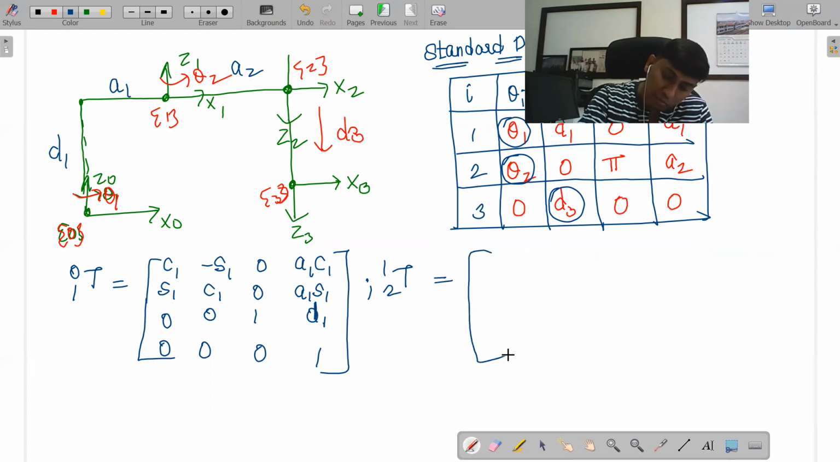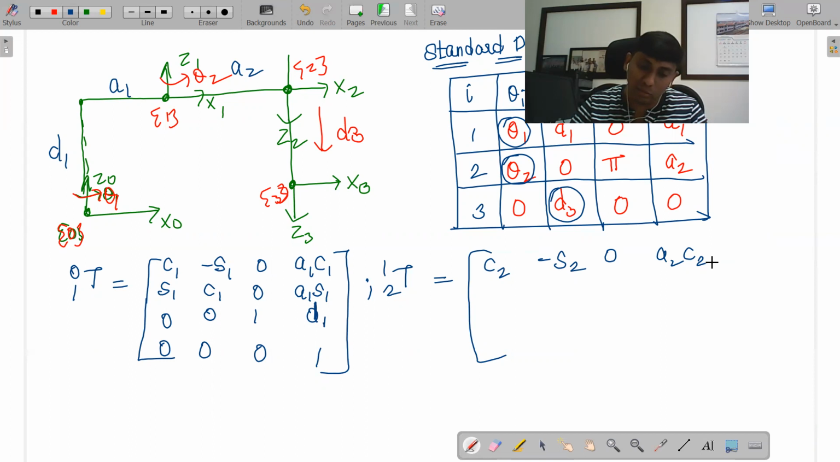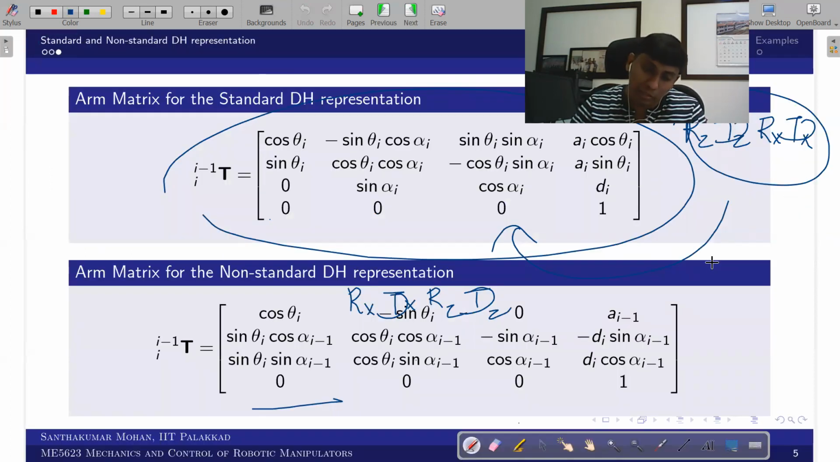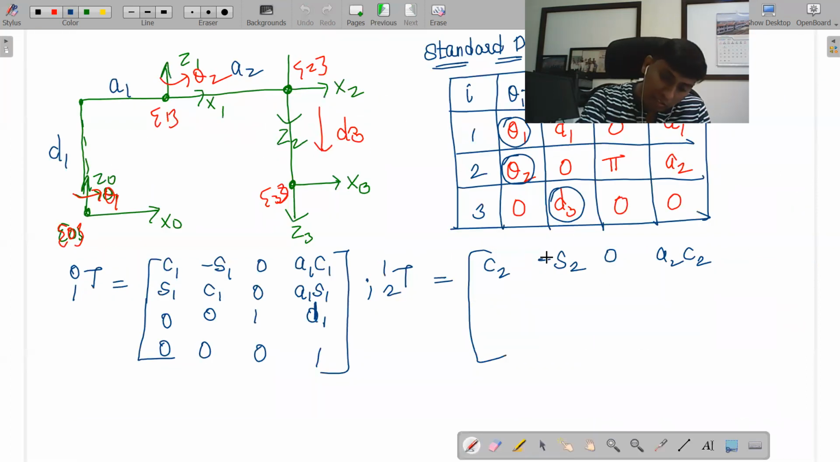Okay. So again I substitute the same way. Here D2 is 0, the remaining all the same. So C2, minus S2, 0, A2 C2. Alpha is 90, right? So that you need to check. So alpha is, sorry, not 90, it is 180 degrees, right? So 180 means what happened? This becomes minus, and this also becomes minus 1. So that you need to correct. This is also minus 1. So minus of minus is plus. So this is C2, S2, 0; S2, minus C2, 0; 0, 0, minus 1, and this is A2 S2, and this is 0; and 0, 0, 0, 1.